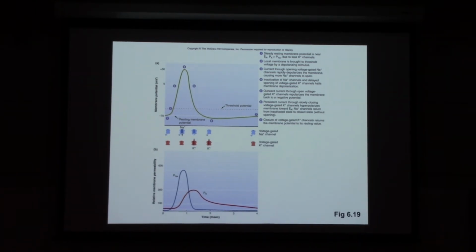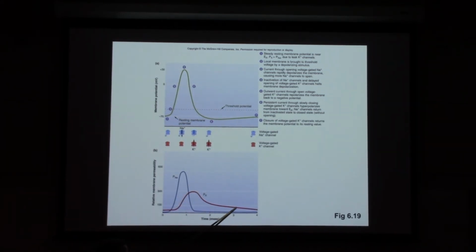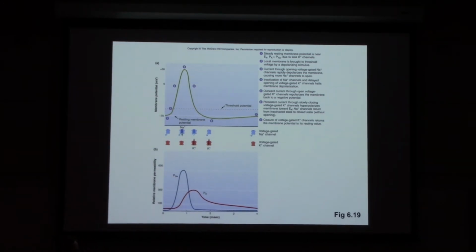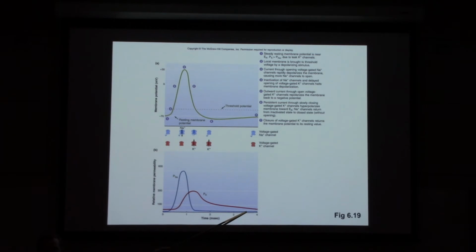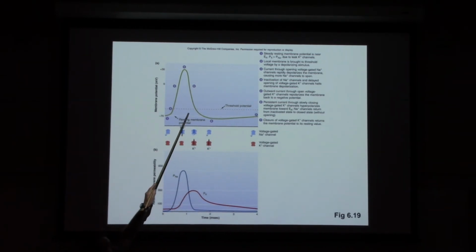Why does this cell repolarize? It's because potassium's leaving the cell. But also notice that it's got this long, drawn-out reduction of potassium permeability. It takes a while for those potassium channels to close, which helps explain why we've got this drawn-out hyperpolarization. Questions about these figures? All right.